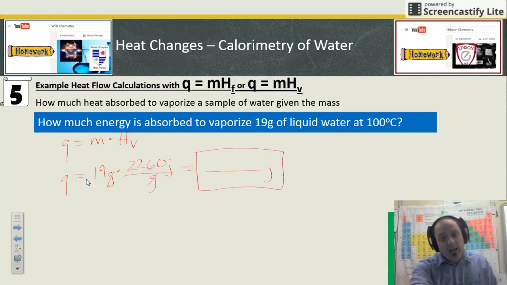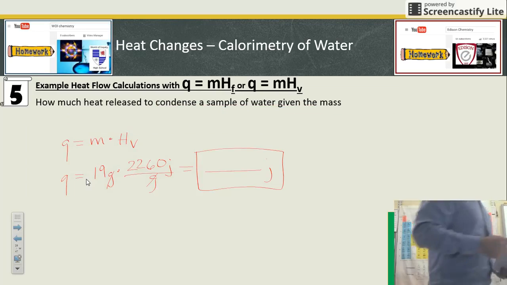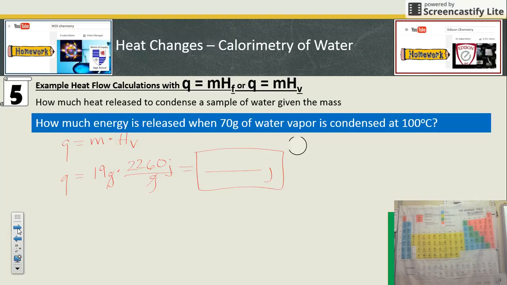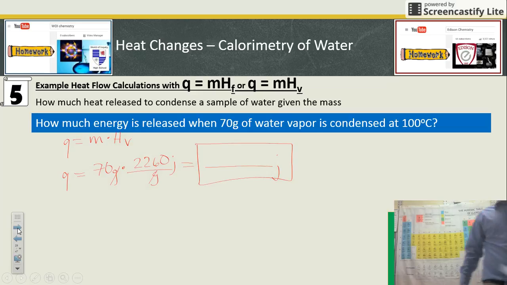And we're going to do the last one, which is a condensation. Okay, same equation, but instead of heat being absorbed, it's heat being released. Okay, so I'll use the same equation. I always write it over. Q equals mass, 70 grams. HV is 2260 joules per gram. Grams drops out, leaving the units of joules at the end, and you're left with a simple multiplication problem to solve.